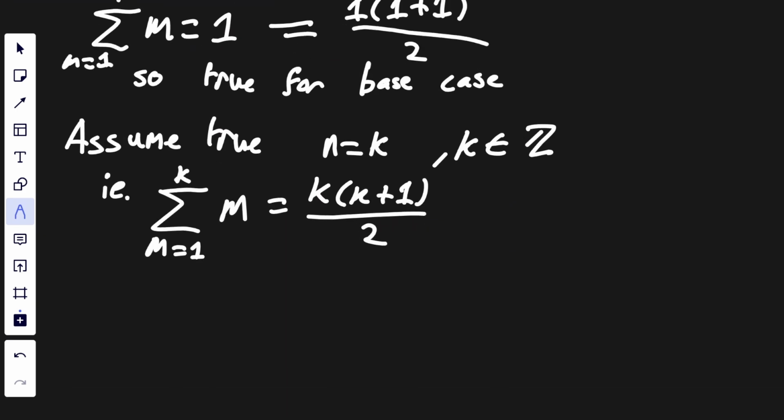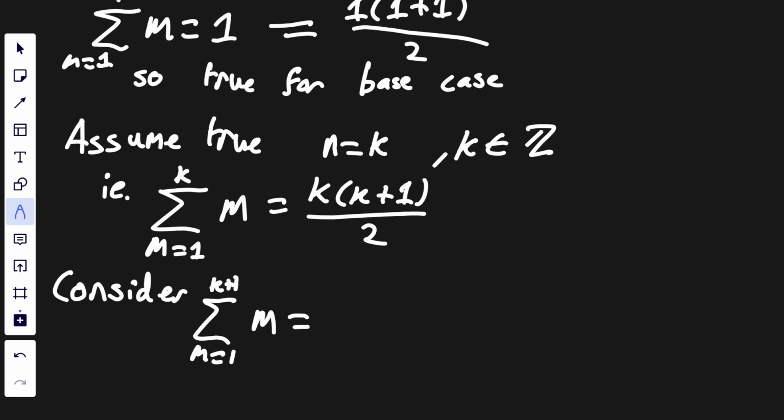Next is our consideration step. We're going to consider instead the sum up to k plus 1, so the sum from m equals 1 to k plus 1 of m. I want to involve my assumptions, so we're taking out the k plus 1 term, and the k plus 1 term is k plus 1.